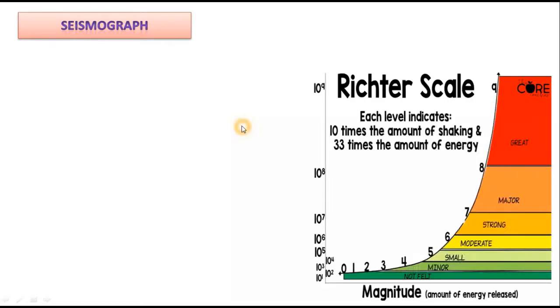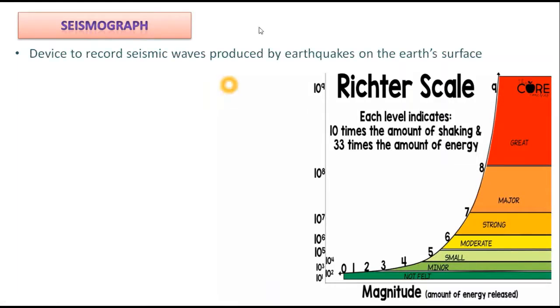So let's now talk about seismograph. What is seismograph? It is a device to record the seismic waves produced by earthquakes on the Earth's surface. Now, whenever an earthquake takes place, what happens? There's a lot of movement which takes place on the earth plates. When a movement happens on earth plates, there's a lot of movement on the surface of earth as well. So these movements are recorded and a wave pattern is obtained. And the wave patterns are called seismic waves.